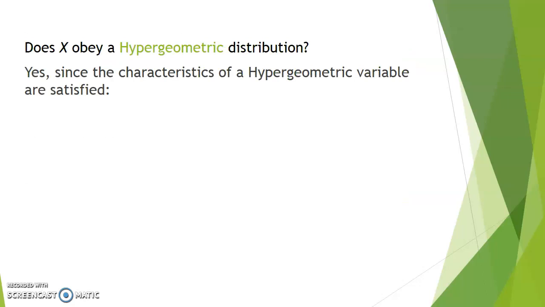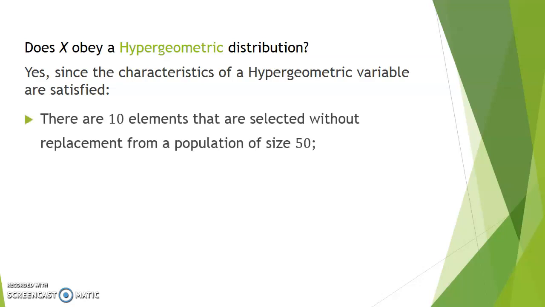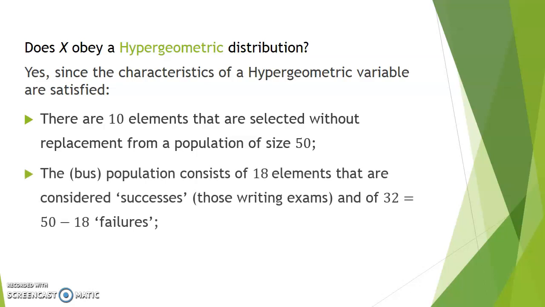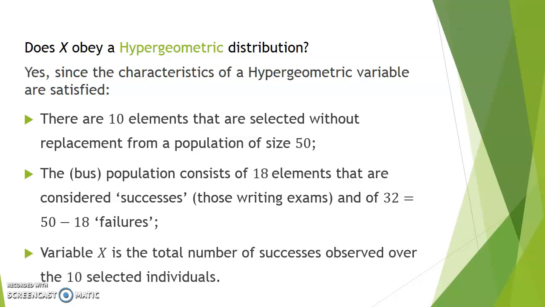Does X obey a hypergeometric distribution? Well, yes, because of the properties that go along with it. There are 10 elements that are selected without replacement from a population of size 50. The bus is divided into elements that are successes, there are 18, and that are considered failures, there are 32. And variable x counts the number of successes over the 10 selected individuals.